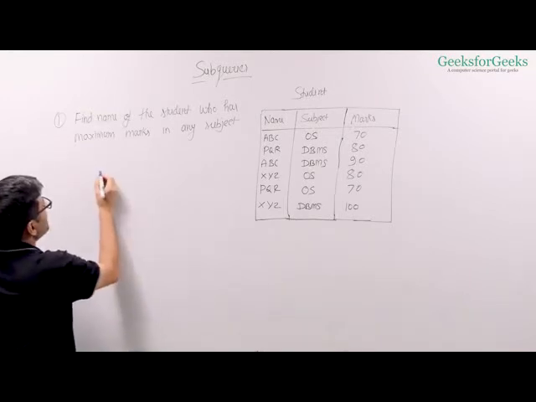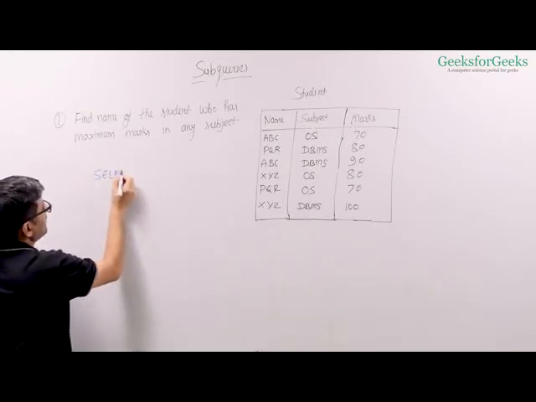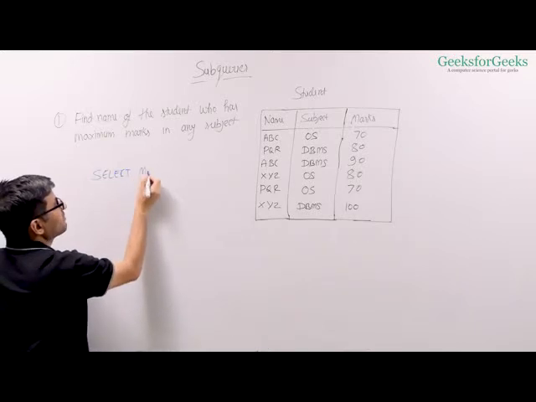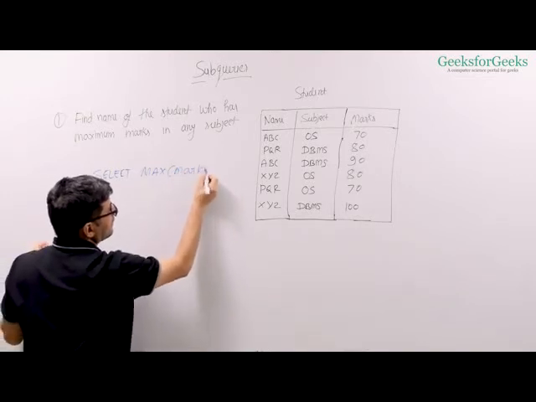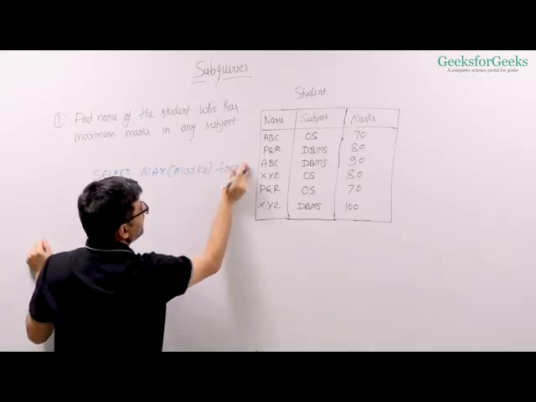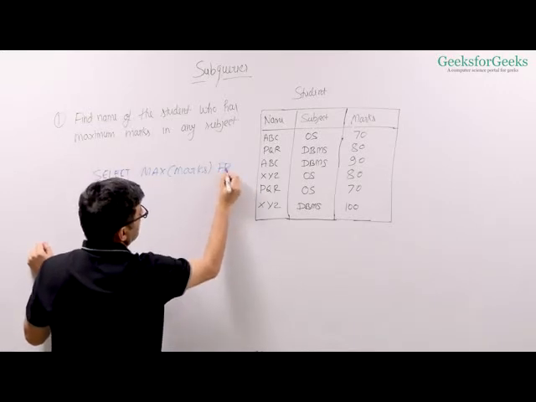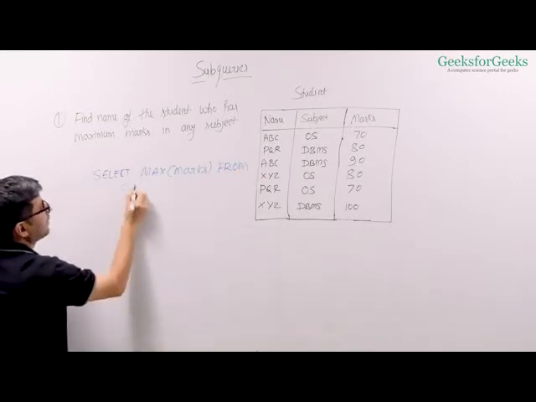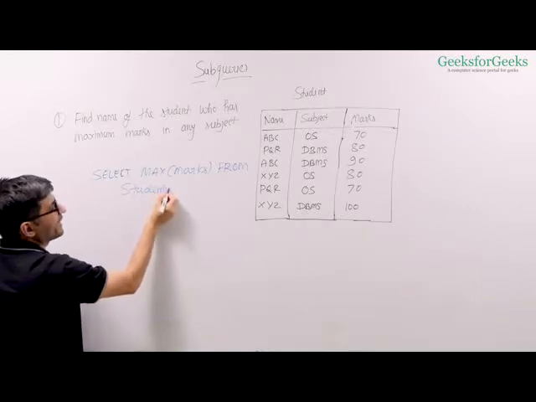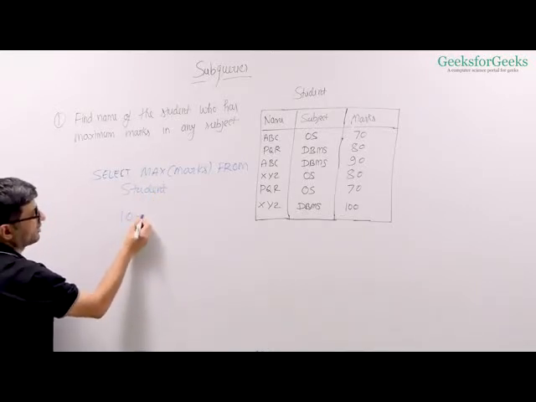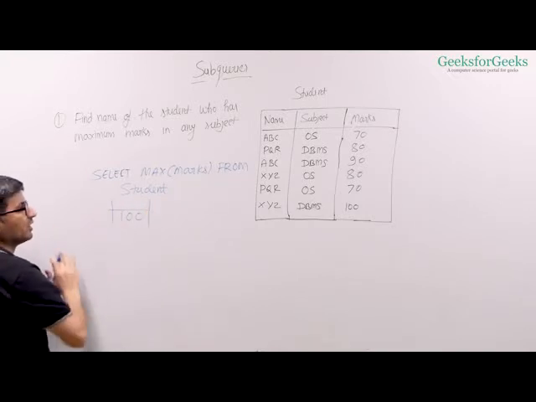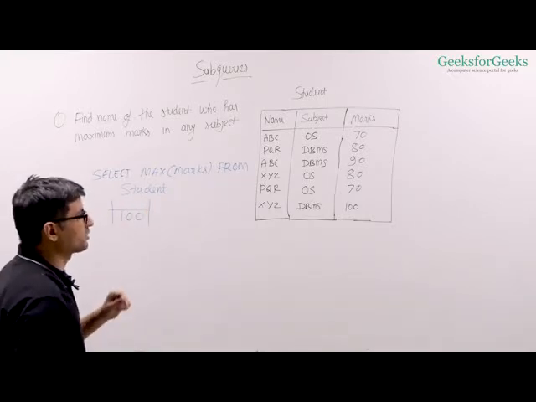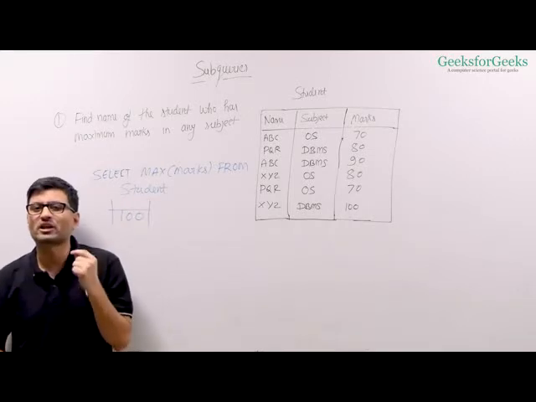If I simply write select max marks from student, what will I get? I will get only 100 as an output, right? Max marks will be 100. That's what I'll get, one row. But I want the name of the student also. So how do I get the name of the student who has 100 marks?